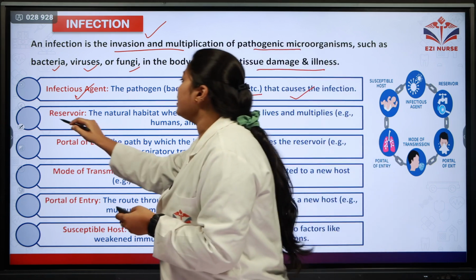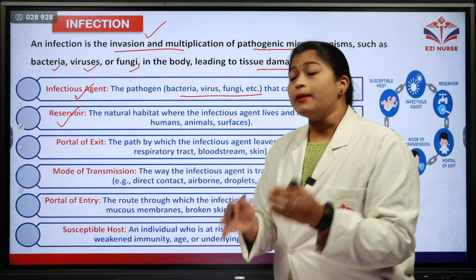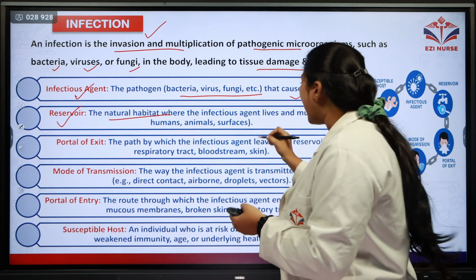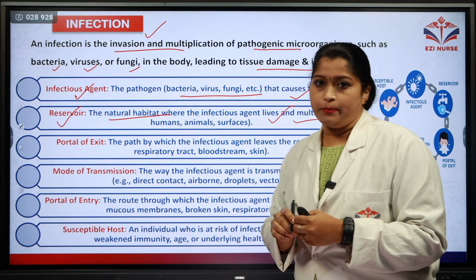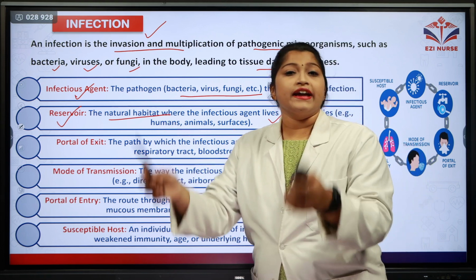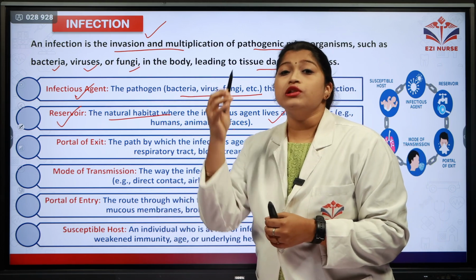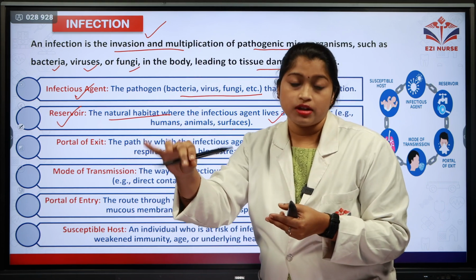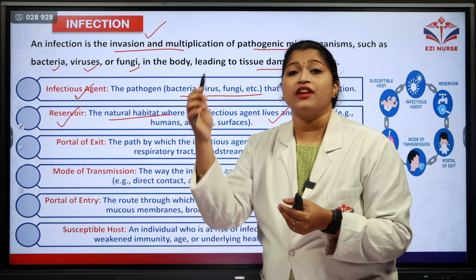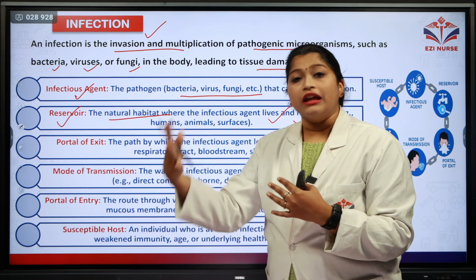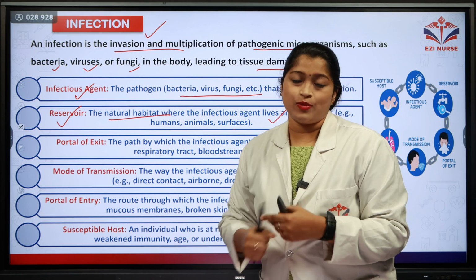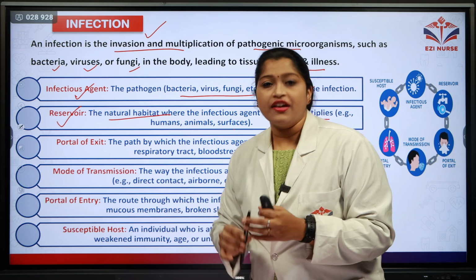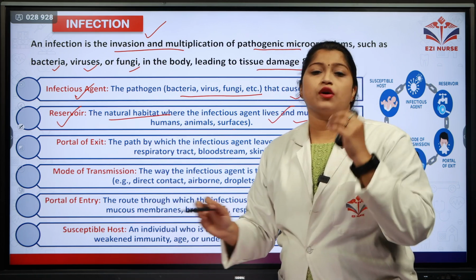Coming to the second link is the reservoir. The reservoir is the natural habitat where the infectious agent lives and also multiplies. Our body, for example, or this pen, can also be a reservoir on which the microorganisms are placed. If this is infected and we are holding this pen, then the infection spreads to us as well. Human body, animals and surfaces of non-living things become the reservoir.